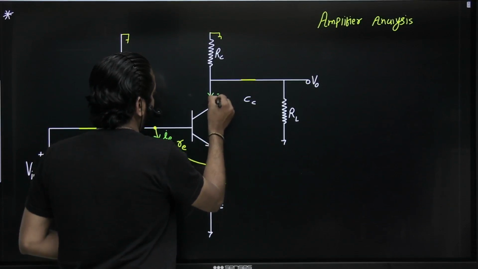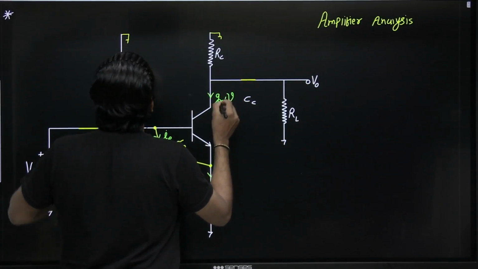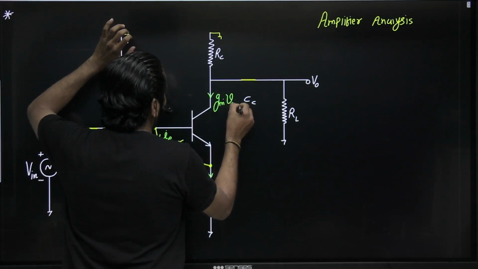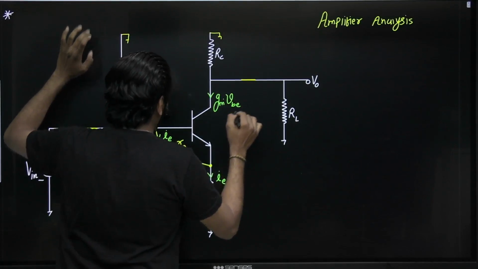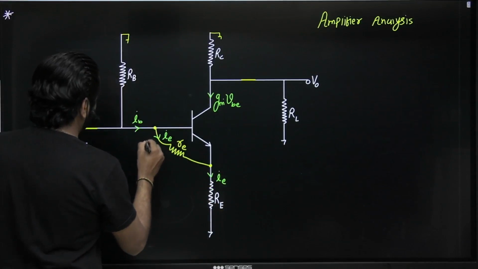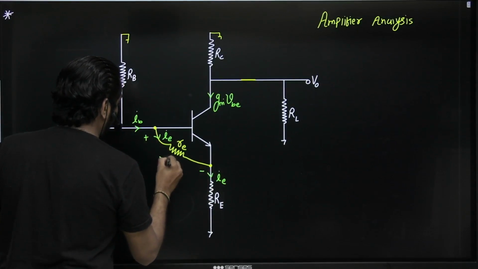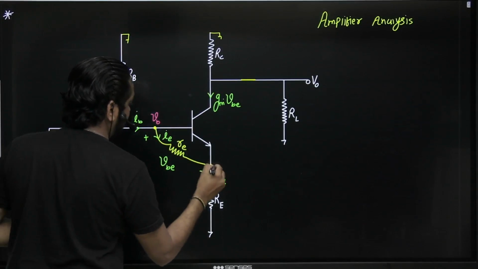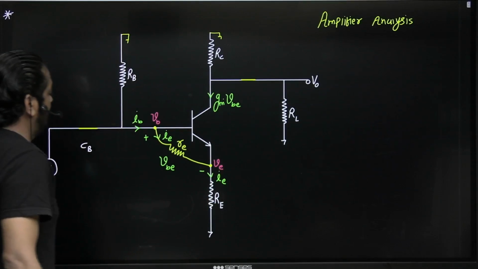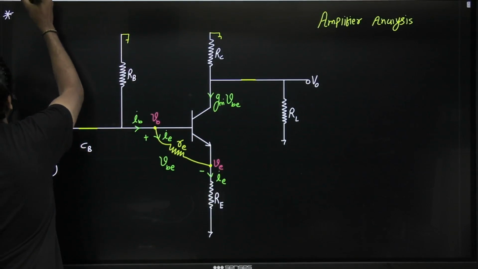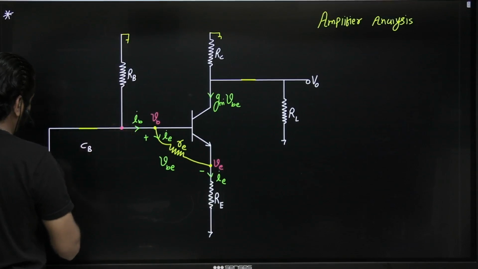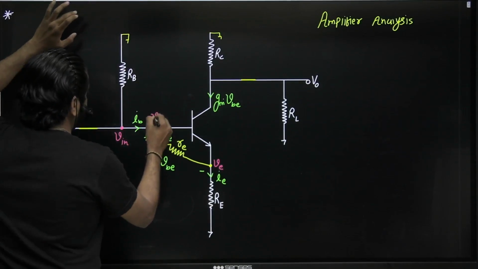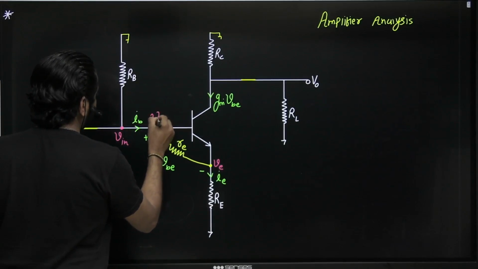Here I am using gm into VBE. The drop across this terminal is nothing but VBE, where this is the base voltage and this is the emitter voltage. Now, an important observation: this base voltage is nothing but simply Vin. So here the base voltage we can say is Vin.